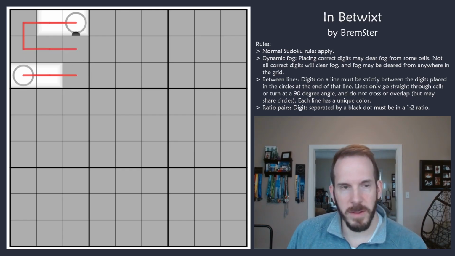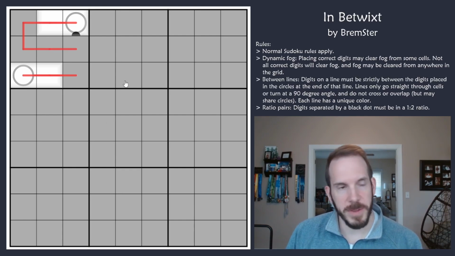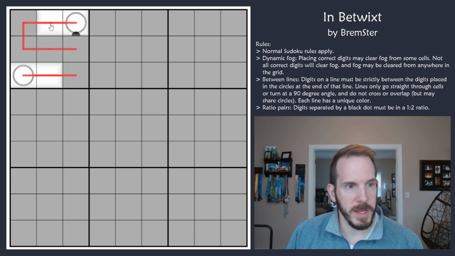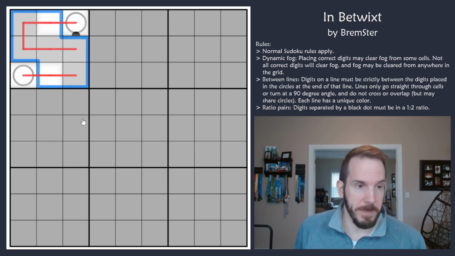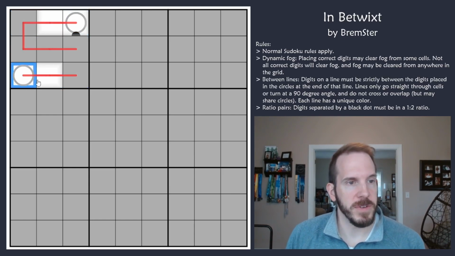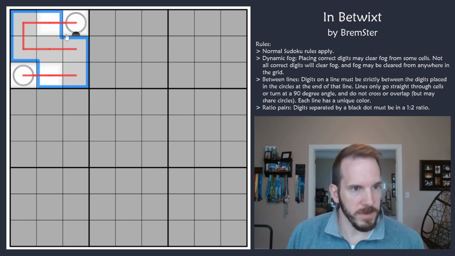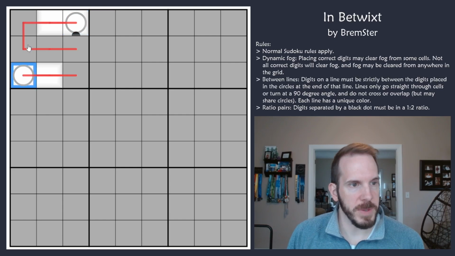One other thing we can keep an eye on with between lines: 1 and 9 can never be on a line, because the digits on the line have to be in between the digits in the circles. So one thing we can see already is these two cells, we already have 1, 2, 3, 4, 5, 6, 7 digits on this. So we know that in this box, we can't put 1 and 9 anywhere on this line.